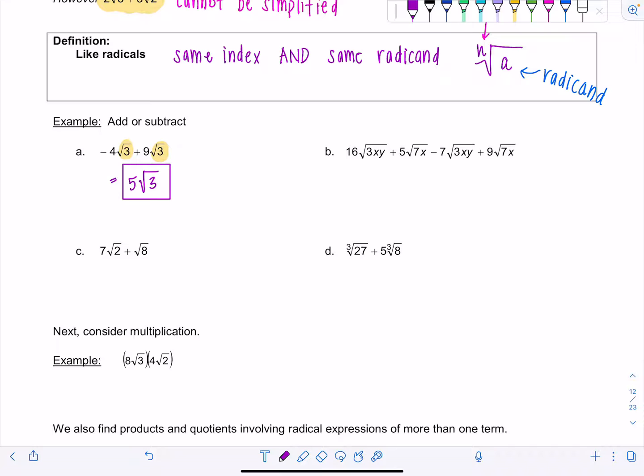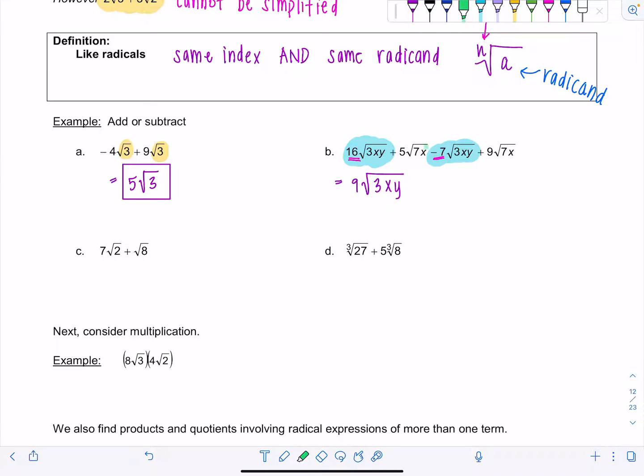Let's move on to example B. Here we've got 4 terms. If I look here, 16 radical 3xy, is there another term that has the same index and same radicand? So another square root of 3xy? Yeah, right here. So I can combine those two by performing the subtraction with the coefficients, 16 minus 7. So that's going to be 9. And then keep the radical part the same, radical 3xy.